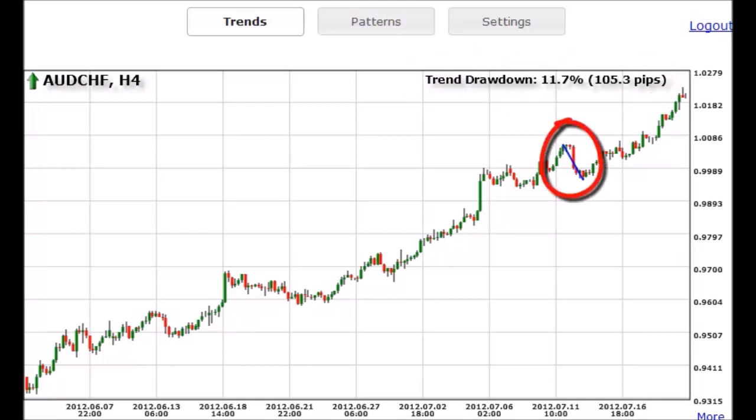This blue line is the maximum drawdown. This is how the best trend is determined. No indicators, but pure price action. You can read more about this method in the ebook you'll get right after you subscribe.